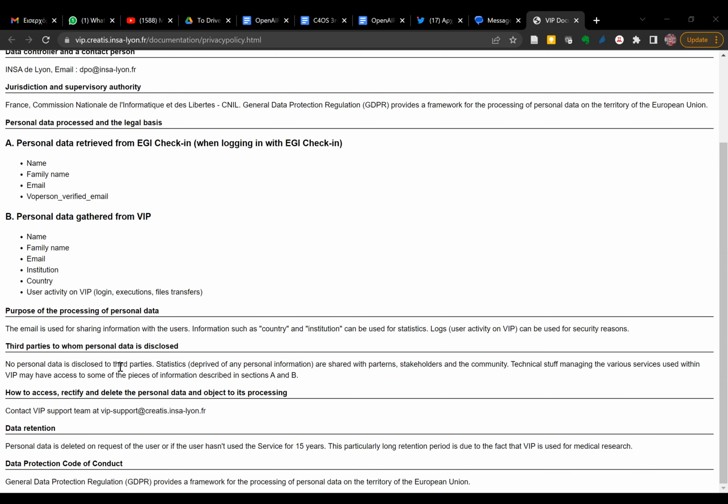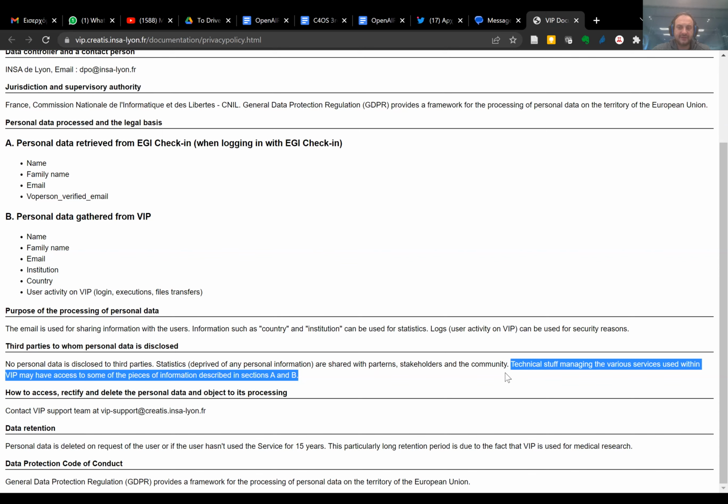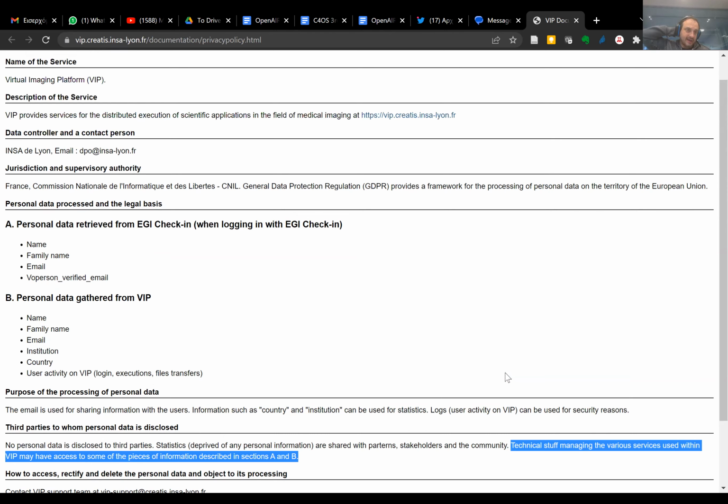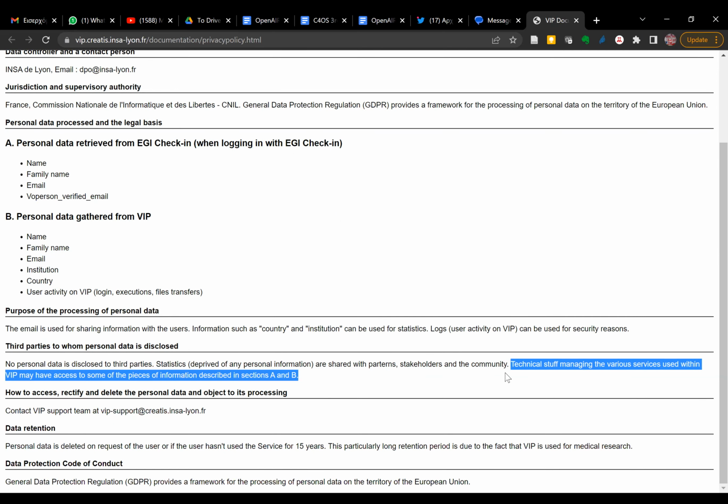Tommy just made a comment in the chat that the legal basis is missing. I haven't reached that stage yet, so let me go bit by bit. Third parties: you have this sentence, technical staff managing the various services used within VIP may have access to some of the pieces of information described in sections A and B. These technical staff, are they INSA people, or are they from other organizations? Normally, it should be only INSA people. Then it shouldn't be in the third parties. Okay.